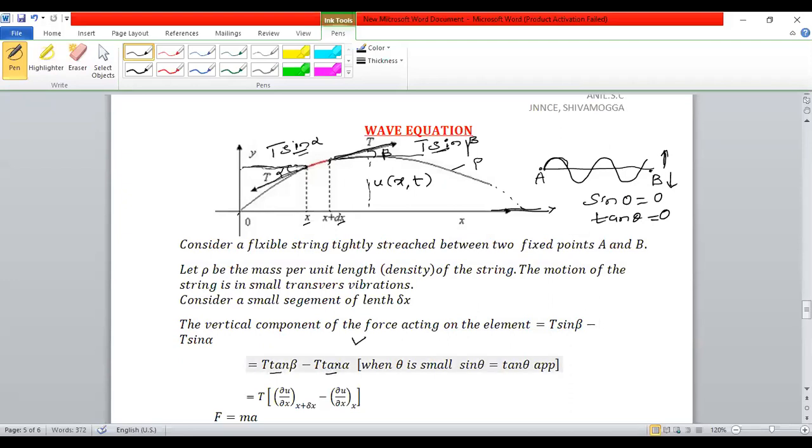What is the geometrical meaning of tan theta? What does it represent? Slope. That's right. T tan beta minus T tan alpha. T tan alpha is the slope at this point, and T tan beta is the slope at this point, and slopes are given by derivatives. T is common in both the terms, so you keep T outside. Tan beta is del u by del x, the slope at x plus delta x, and tan alpha is del u by del x, the slope at x.